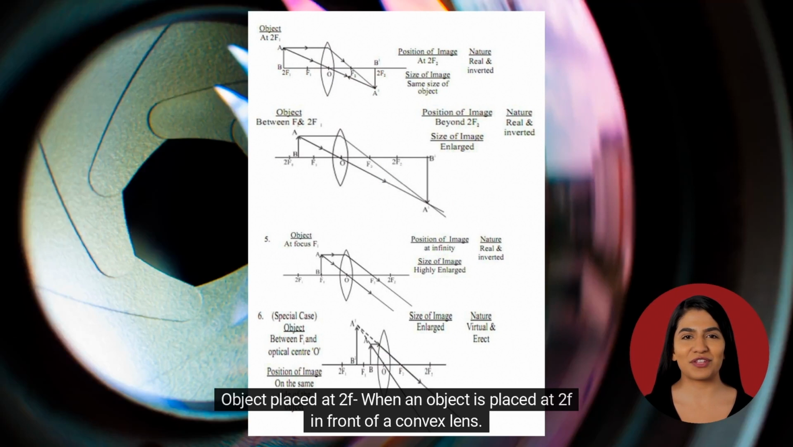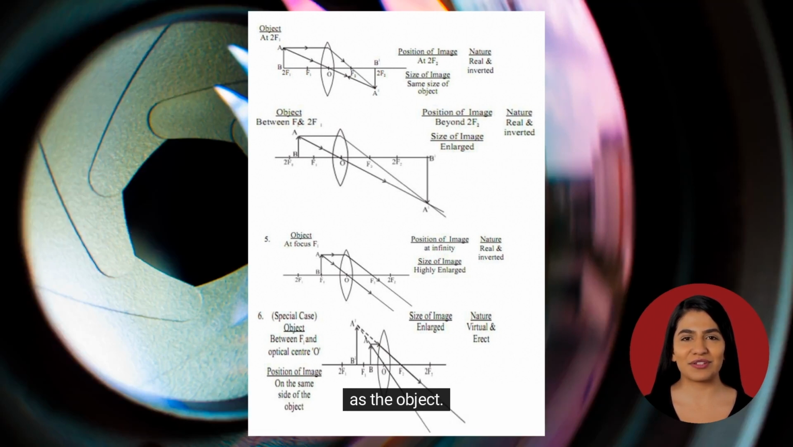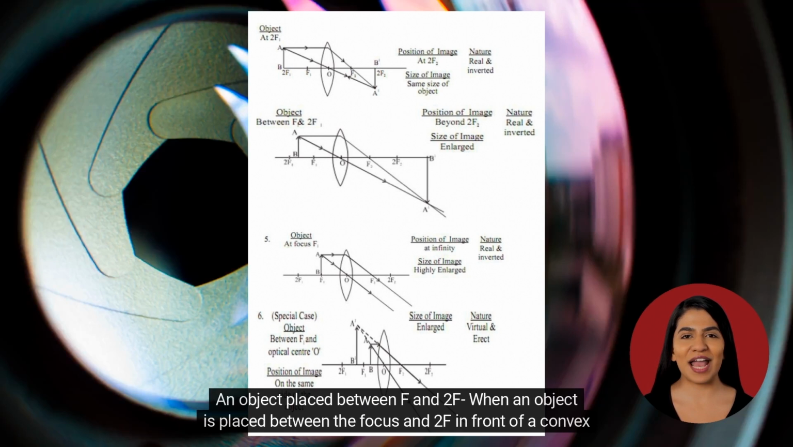When an object is placed at 2f in front of a convex lens, the image is formed at 2f on the other side of the lens, which is real, inverted, and of the same size as the object. An object placed between f and 2f.